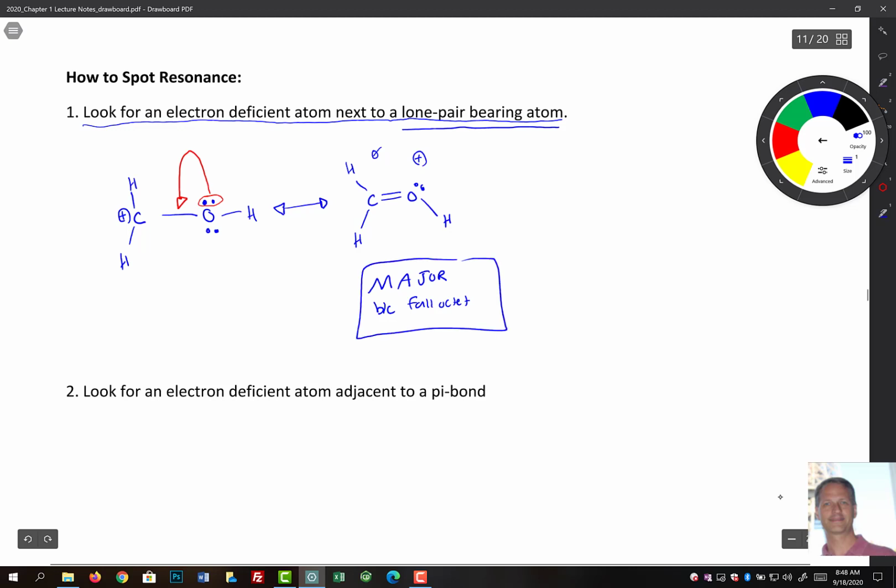And that's it. So there are no other resonance structures, because remember, it's only lone pairs and pi bonds essentially that can move, or radicals, if we're including those in here too. All right, so let's look at another one.